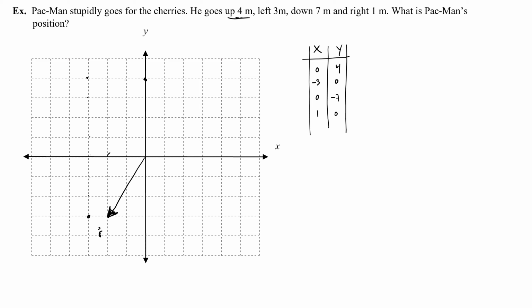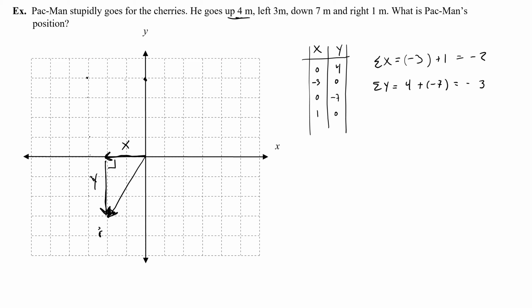And if I figure out what the x and the y coordinate is of this position, it should be the sum of all the x's and then all of the y's. So let's take a look. The sum of the x's is negative 3 plus 1, so negative 2. And the sum of the y's is 4 plus negative 7, which gives me negative 3. Okay, so is my x negative 2? Yes. Is my y negative 3? 1, 2, 3. Yes. Okay.